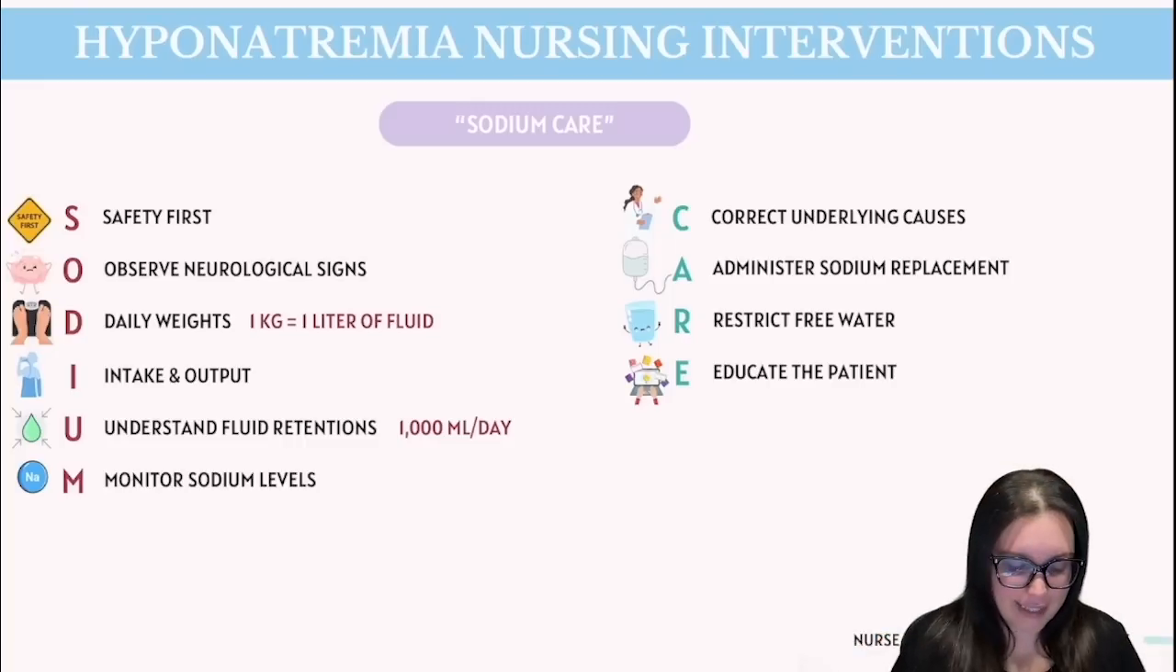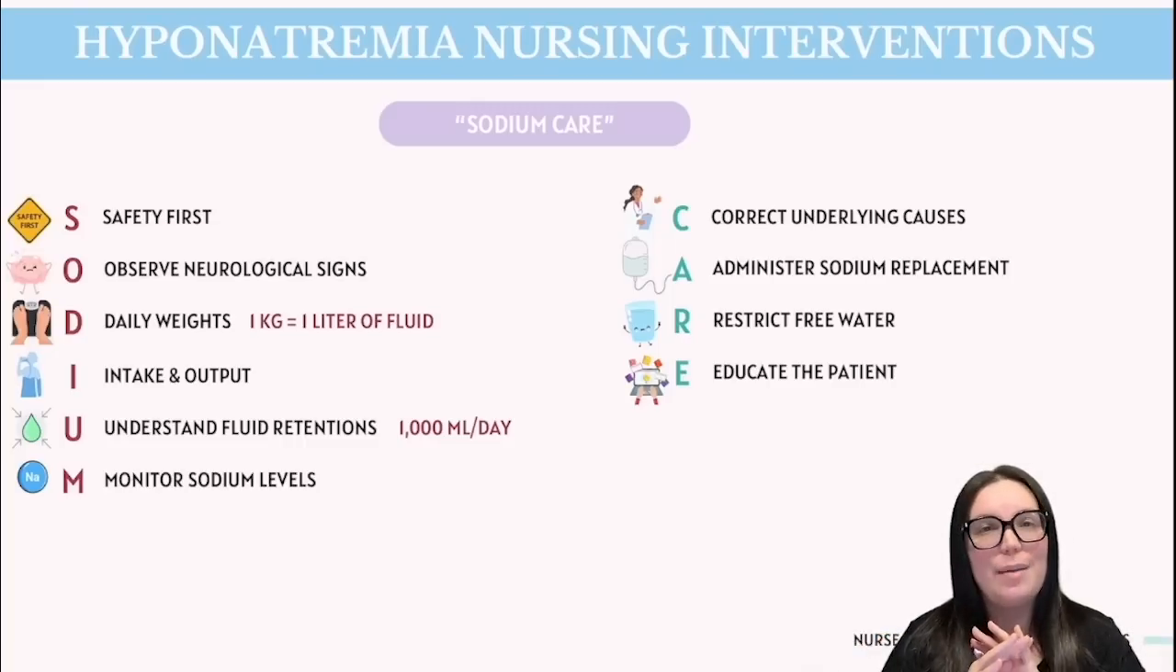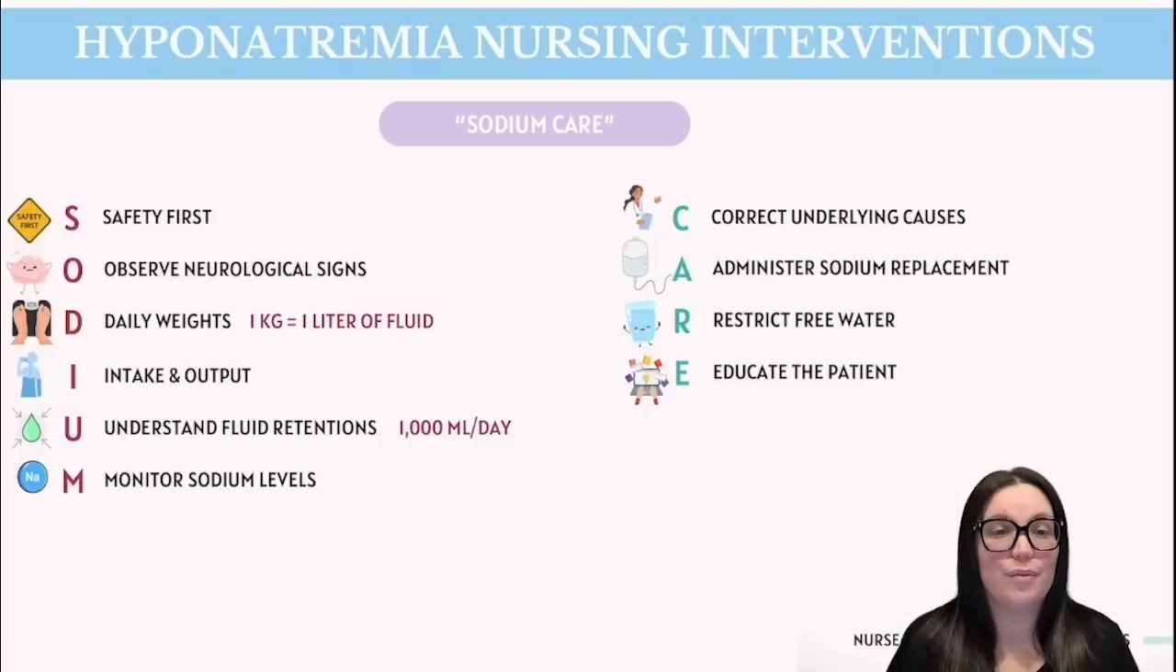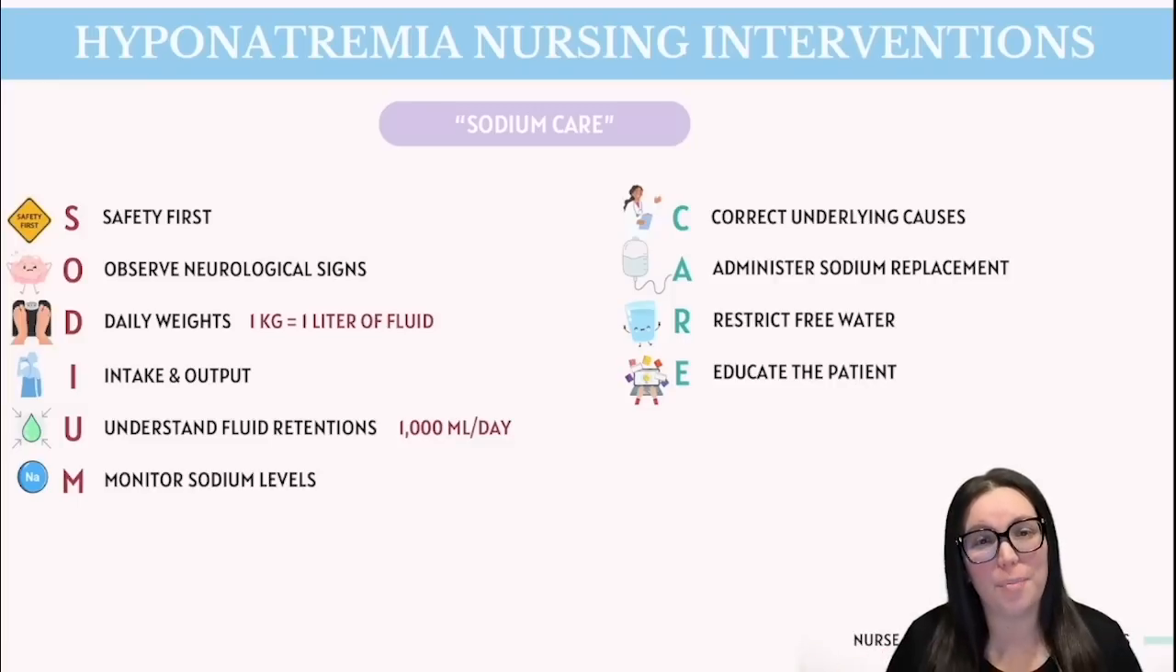For S, we have safety first. Patients with hyponatremia, especially severe cases, are at an increased risk for confusion, seizures, and falls. Minimally, we want to ensure that their bed rails are up, they have fall risk protocols in place, and their call bell is within reach.